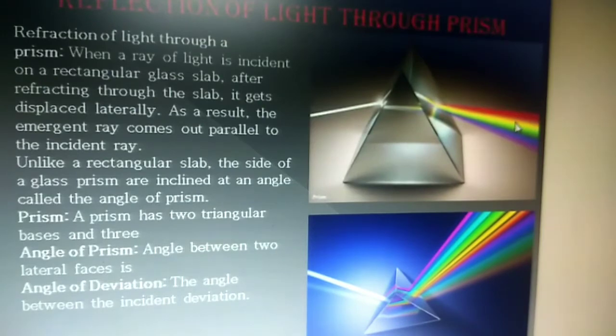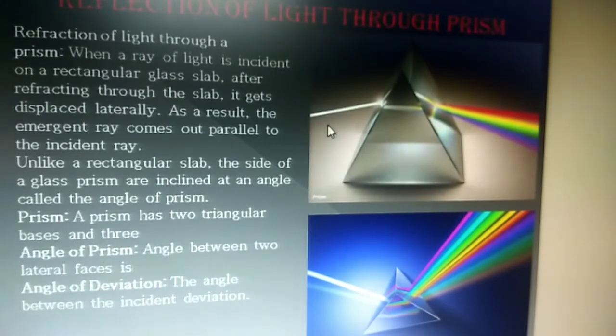Suppose we are sending a single color of light, it is called monochromatic light. For example, sodium, only one color, that is yellow. But when you consider sunlight, it is polychromatic. White light is a mixture of 7 colors. This was investigated by Sir Isaac Newton.